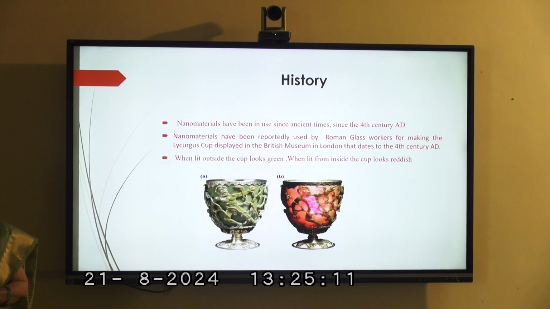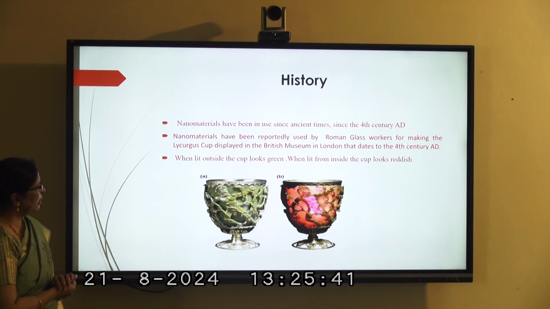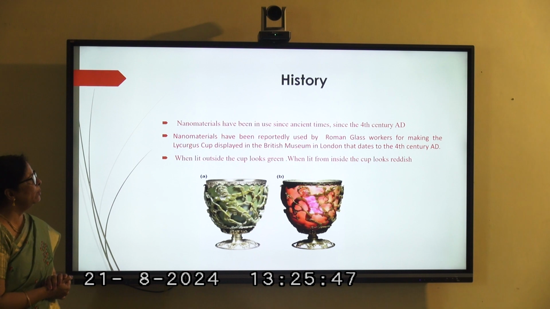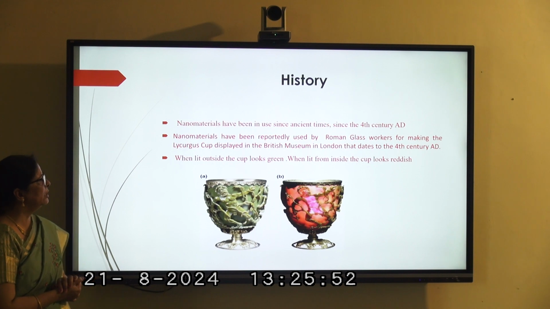As I already told you, nanotechnology is always considered a new emerging field, but it is already present in nature, and so the new field of nanobiotechnology has been considered. But if you look at the historical aspects, nanotechnology has been in use since the 4th century AD. Although people were not aware that they were dealing with nanotechnology, here is an example of a nanocrystal. It represents a phenomenon known as dichroism. These nanomaterials were used by Roman glass workers for making this glass. This cup is displayed in the British Museum in London.